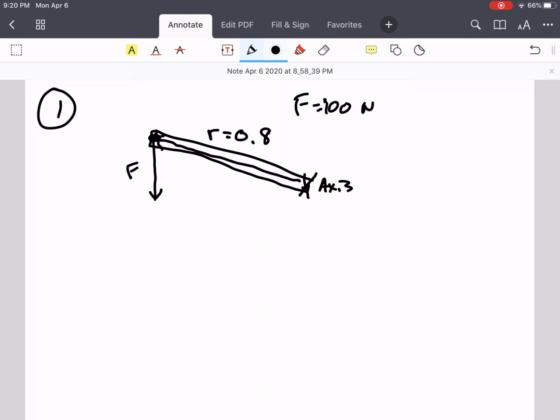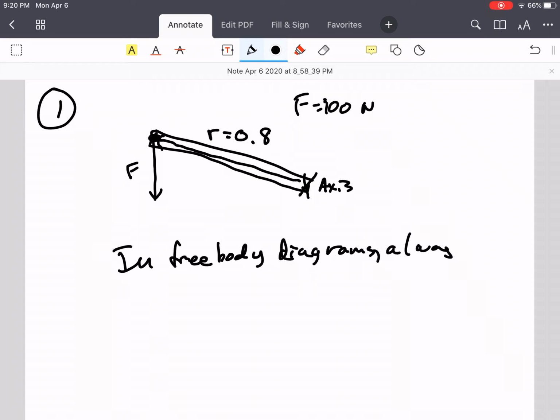A brief note: when you are drawing free body diagrams for rotational motion, always make sure you draw where the force acts, because now we see that for torque, it actually is going to matter where the force acts. So in free body diagrams, always draw where the force acts. Okay, so here we go.